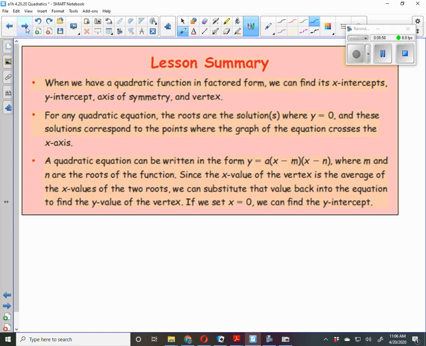All right, your lesson summary lets you read through this, but we should be able to get lots of information depending on what forms we are in. We've got standard form, vertex form, and intercept form.